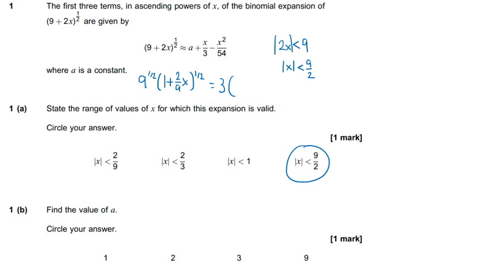And then the rest of it is 1 plus a half times 2x/9, plus, so this is n(n-1)/2 factorial, and then x squared, so it's (2x/9) squared, and so on. You didn't really need to do all the rest of it because you were only interested in the first term. So we got 3 times 1, which is 3. So a is 3.